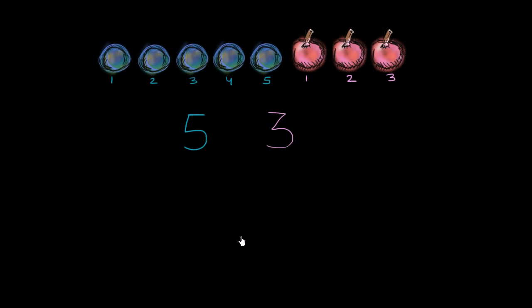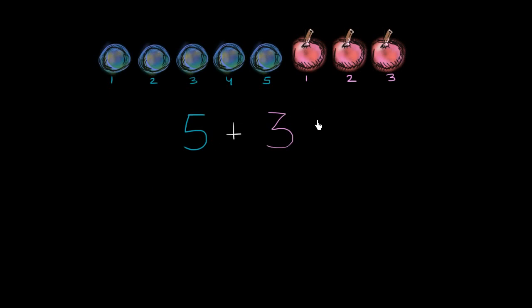Well, if I want the total number of fruit, I'm starting with 5 blueberries. And now I have 3 more. I'm going to add 3. I'm going to get a larger number of fruit. I start with 5. I'm going to have 3 more. So I am going to add 3.